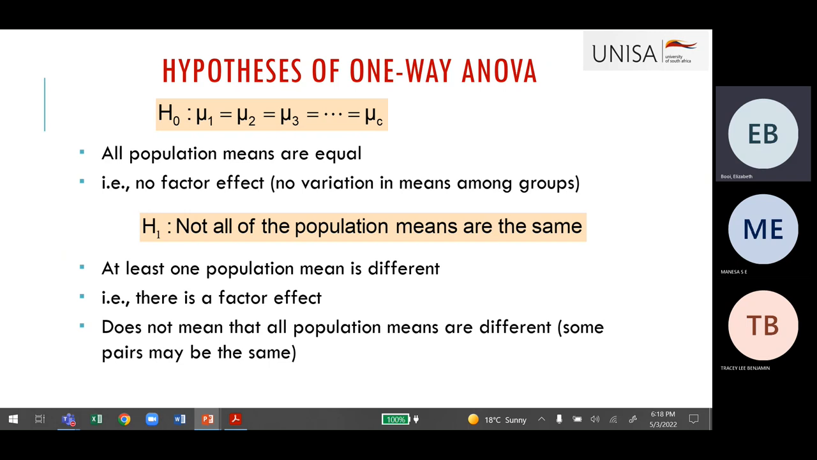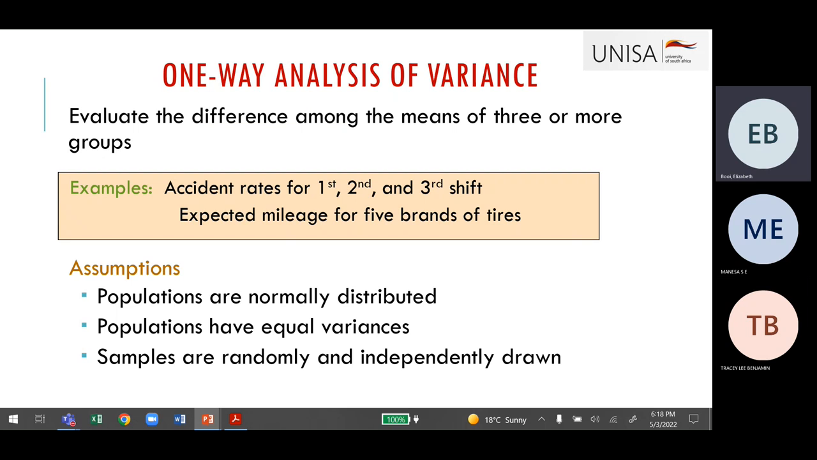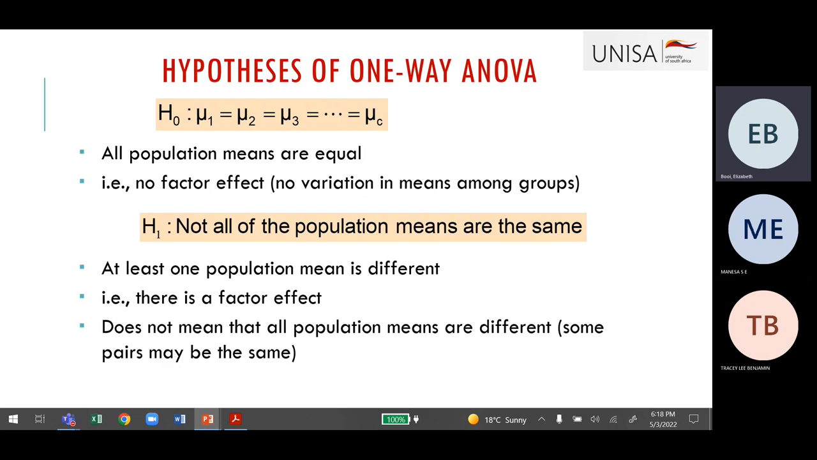Because with ANOVA, we also state a hypothesis, because we're testing something, we're testing the difference amongst the groups. So it means we need to state the null hypothesis and the alternative hypothesis. The null hypothesis will state that all the population means are equal. For example, in the previous one, we had three shifts. So we can say the mean for shift one, mean for shift two, mean for shift three, and so forth. They are all equal. All population means are equal.